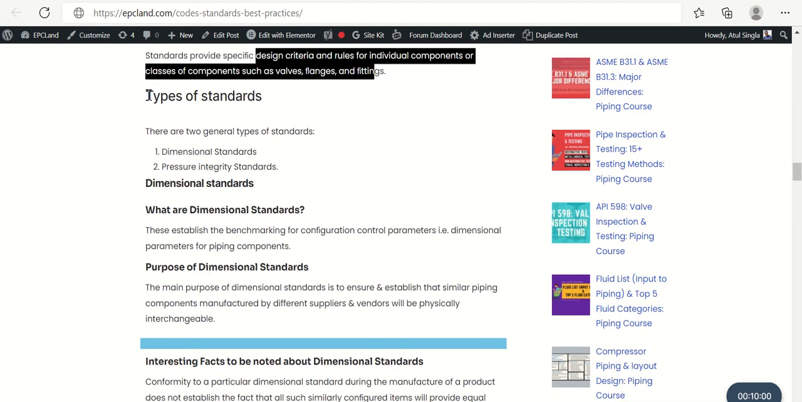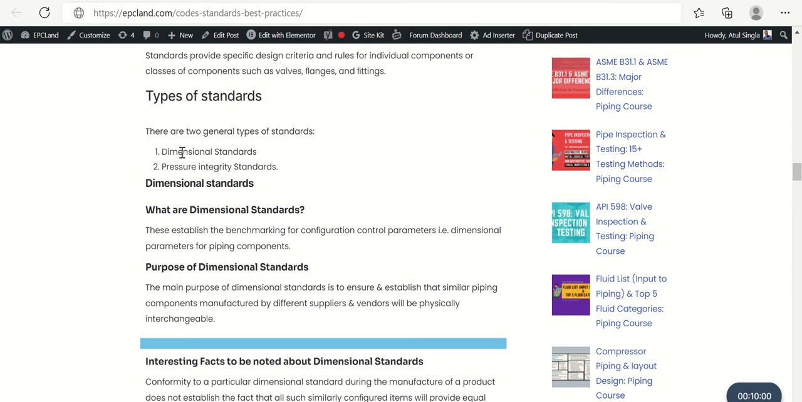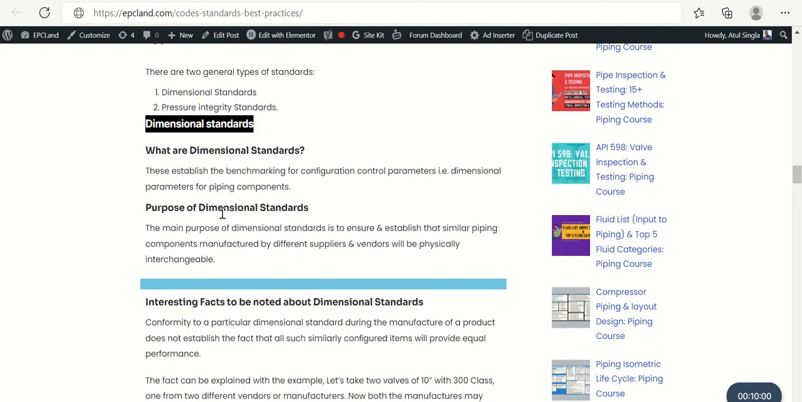There are so many types of standards. For example, dimensional standards are there, pressure integrity standards are there. You can say the material standards, right? The design standards. So these are a few of the categories which are available under standards. If you look at the dimensional standard, this is very commonly used, and I'm sure most of us are already aware of this. But let us see what the definition is, what dimensional standards are, and what purpose they are fulfilling.